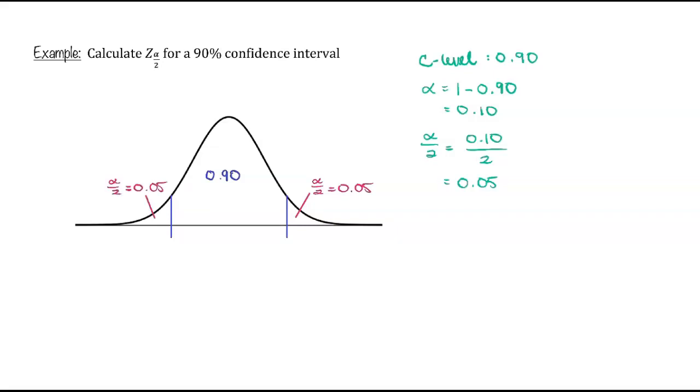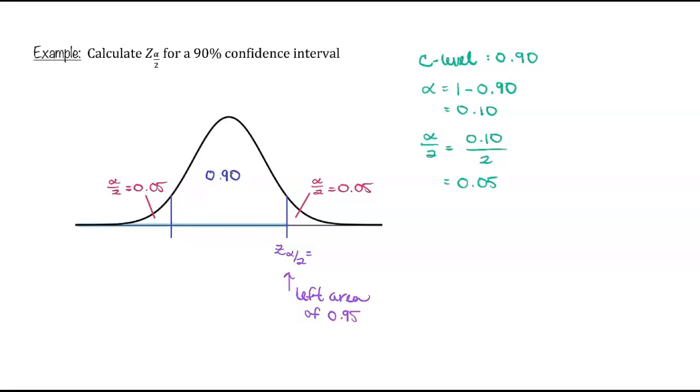What we are looking for is the z-score here. That's z sub alpha over 2. And it's what separates that right area of 0.05 from a left area of 0.95. We can find this z-score by either looking at our z-table or by using our calculator. Either way, we are looking for a z-score that has a left area of 0.95. Notice that to the left, we have this 90% plus another 5%, or a total of 95%.